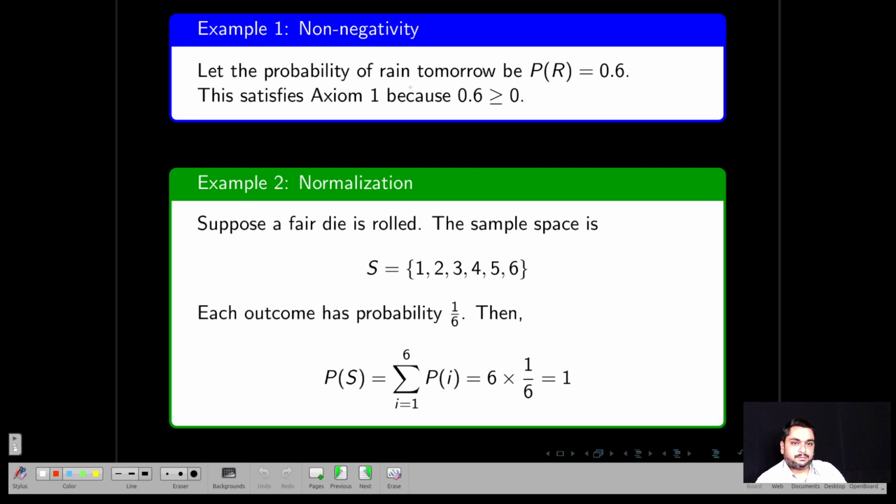Next, let us see some examples. Let the probability of rain tomorrow be P of R equal to 0.6. So it is non-negativity, that axiom 1 is satisfied. Normalization, you already have seen this. Suppose a fair die is rolled. The sample space is 1, 2, 3, 4, 5 and 6. So if you attach a probability to each of the sample space events, then the sum of all will be equal to 1.